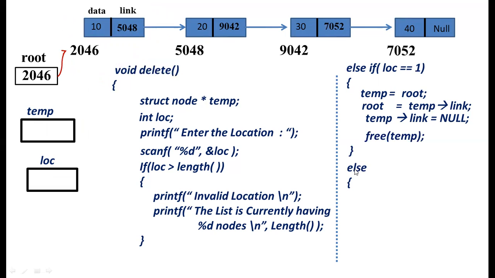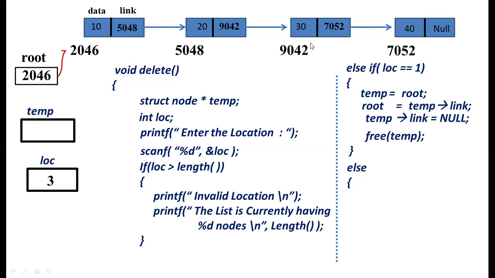Now let us write the logic. Suppose that we have the location as 3. We have given the location value as 3. Then how to delete? When we give the location value as 3, we have to delete this particular node, that is the third node. So how to write the logic?